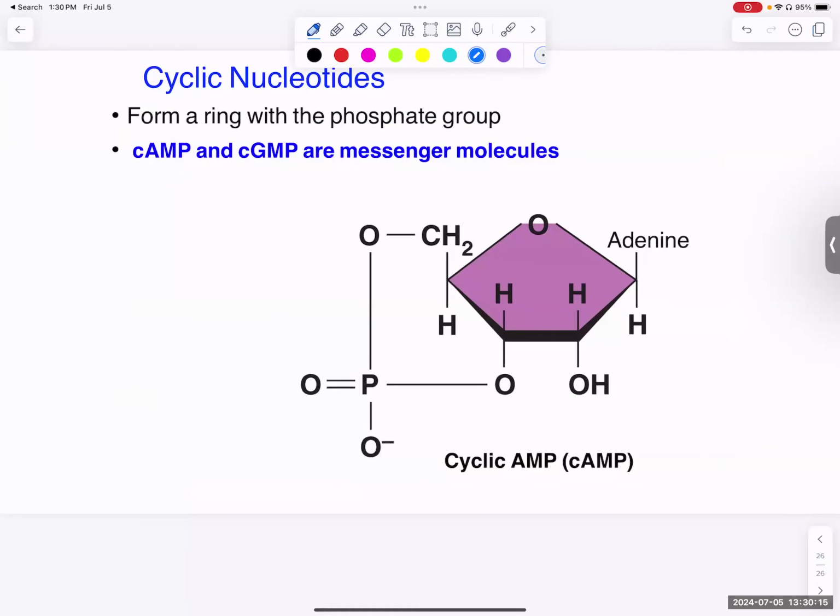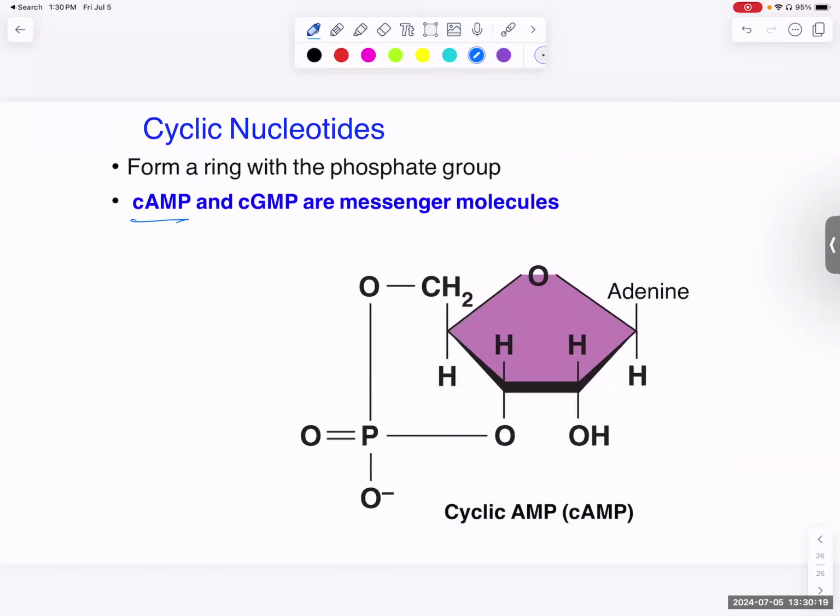The last nucleic acid is cyclic nucleotides, cyclic AMP, cyclic GMP. These are messenger molecules. We'll briefly touch on this in chapter 5 when we talk about chemical messaging.